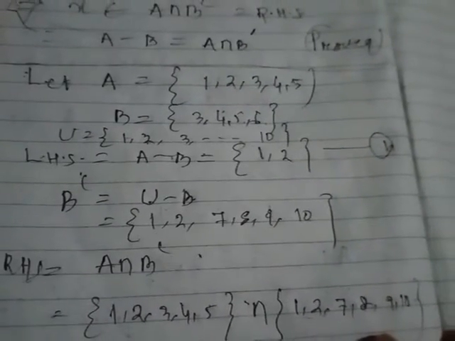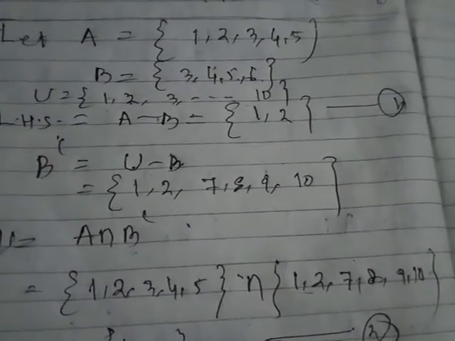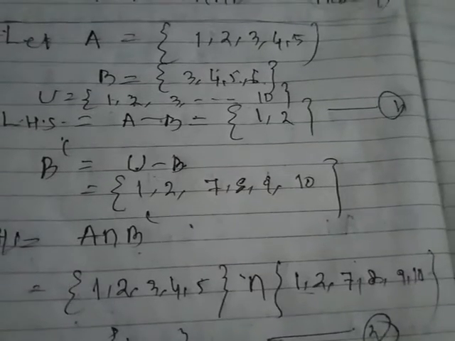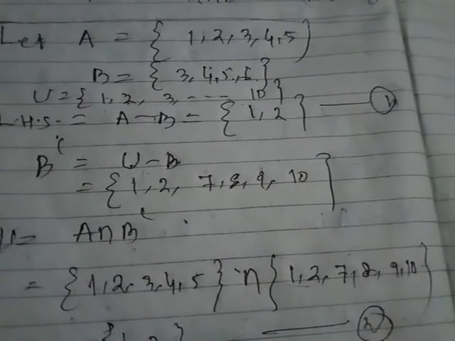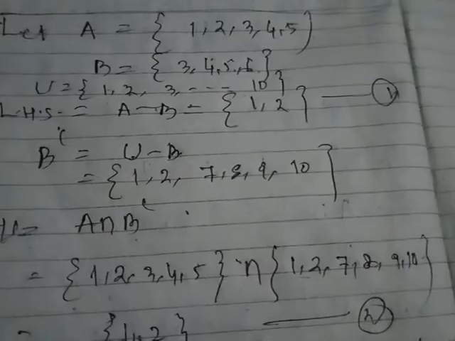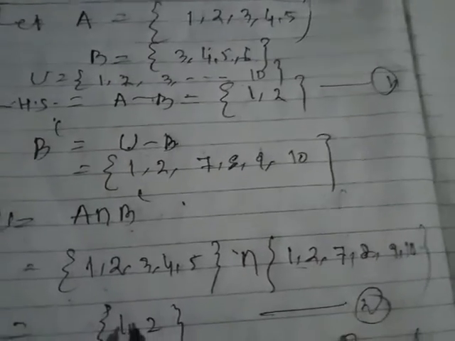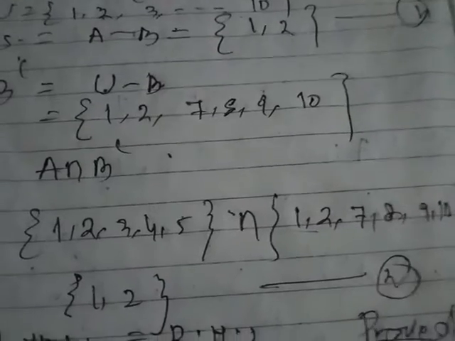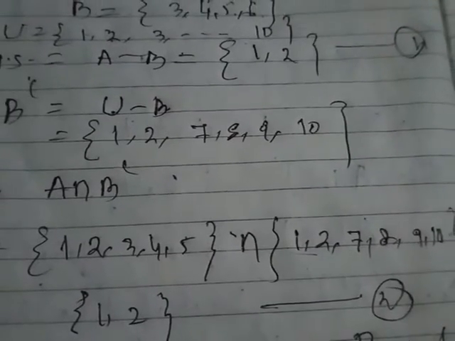RHS, A intersection B complement. A set elements are 1, 2, 3, 4, 5. Intersection, we got the complement of B set is 1, 2, 7, 8, 9, 10. Write down the elements. So intersection is the common elements. What are the common elements of both the sets? Here you see carefully, 1, 2, here 1, 2.